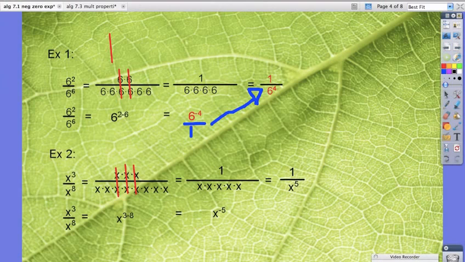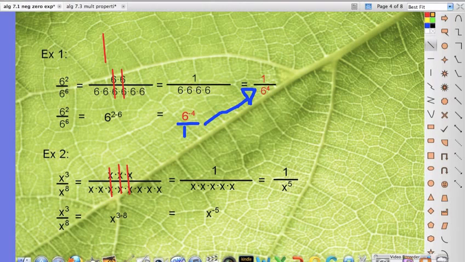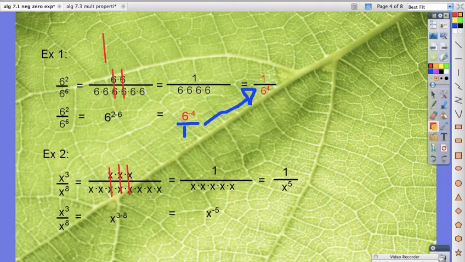is x to the negative 5th, and again, because our x has a negative exponent, we are taking the reciprocal of that x, which is 1 divided by x to the 5th power. So we have two ways of writing it, one with a negative exponent and one without. Both are correct.